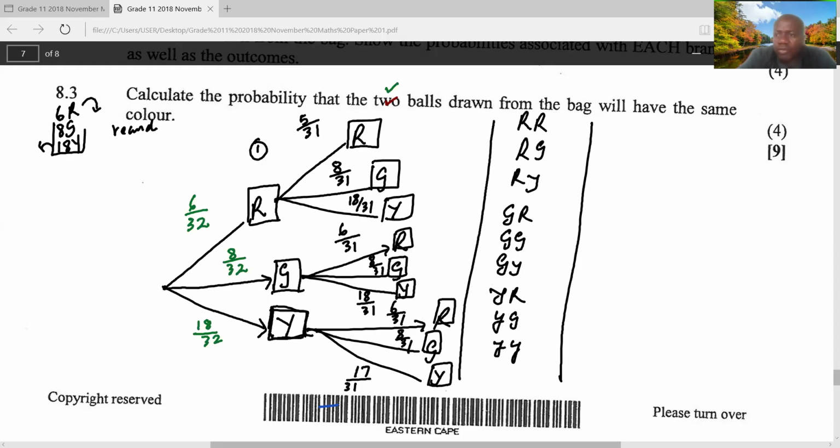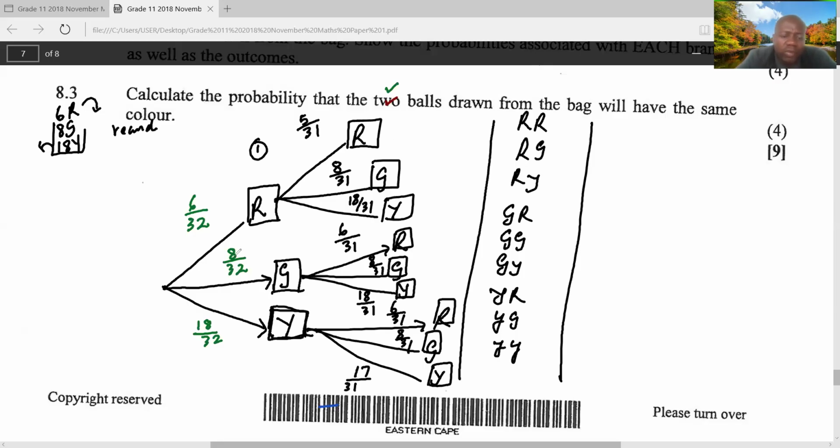So let me confirm this for the last time before we move on. If we got red for the first time, the probability that we can choose red again will be 5 over 31. Green will be 8 over 31. Then yellow will be 18, because we got red color. I'm saying red ball, and we recorded its color, and it was not returned into the bag. So this one is fine.